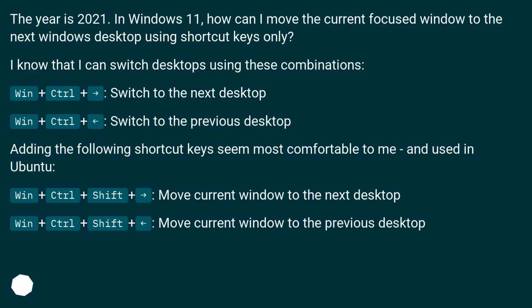Adding the following shortcut keys seem most comfortable to me, and used in Ubuntu. Win plus Control plus Shift plus right arrow, move current window to the next desktop. Win plus Control plus Shift plus left arrow, move current window to the previous desktop.